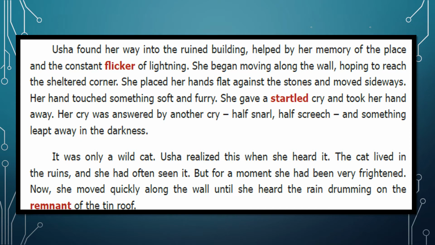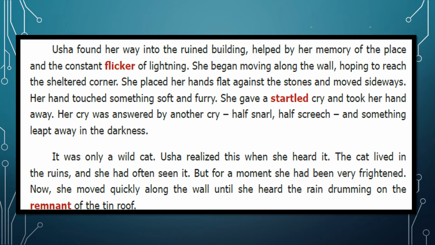Usha found her way into the ruined building. Helped by a memory of the place and the constant flicker of lightning, she began moving along the wall, hoping to reach the sheltered corner. She placed her hands flat against the stones and moved sideways. Her hand touched something soft and furry. She gave a startled cry and took her hand away.